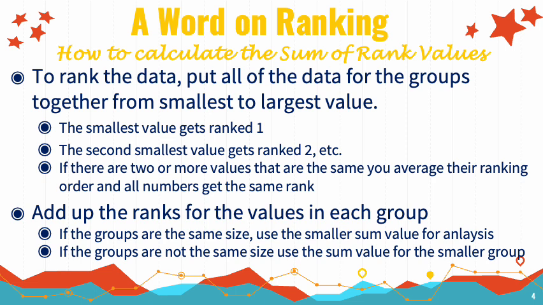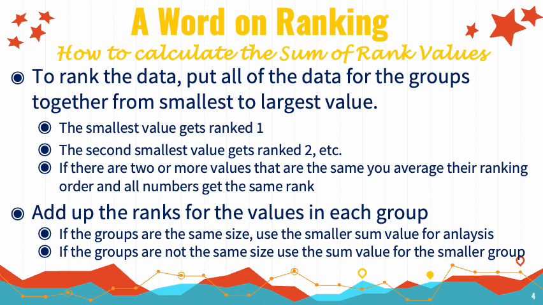How do we rank the data? To rank the data, you simply put all of the data values for the groups together from smallest to largest, as if you were going to calculate a range. You then assign a rank to every data value. The smallest value gets ranked as 1, the second value gets ranked as 2, etc. If there are 2 or more values that are the same value, you average their ranking order, and all numbers with the same value get the same rank.